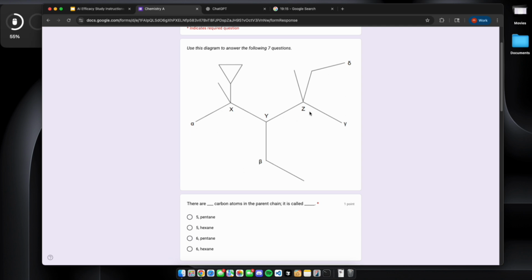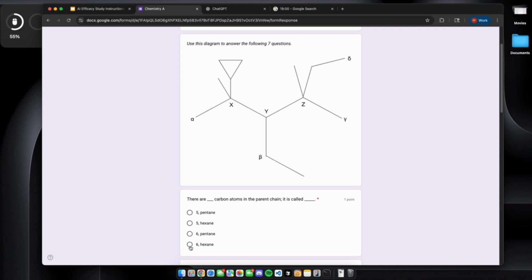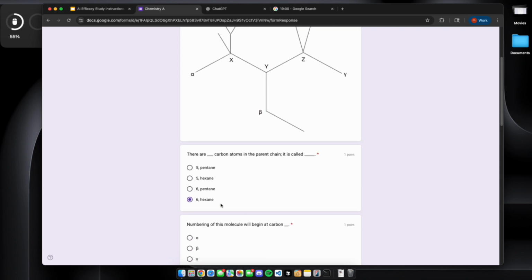It looks like the number six is how many labels there are on this graph. So I'm going to assume that it's probably six, and I don't know why six would refer to pentane, as pent refers to five and hex refers to six. So we'll go with six in hexane.